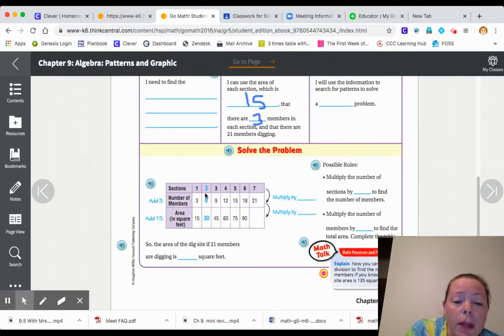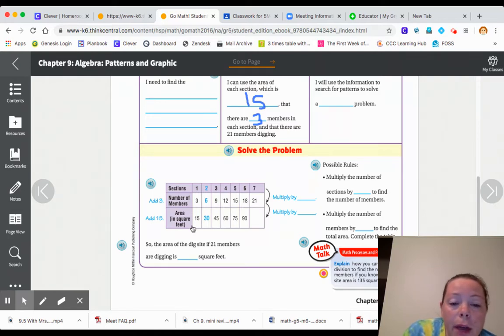What's that rule that's taking me from 1 section to 3 members to 15 square feet? So let's take a look. Every time I get a new section, I add how many members? Every time one section, I have 3. So that means for 2 sections, I'm going to have 6. For 3, I'm going to have 9. So I'm adding 3 every time.